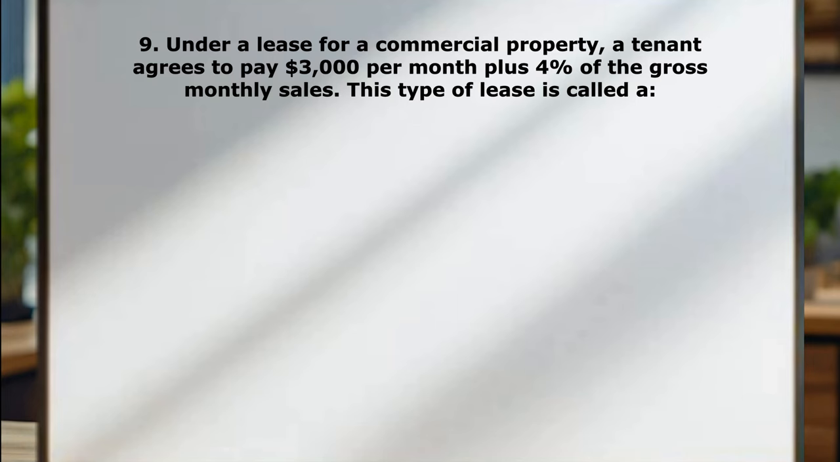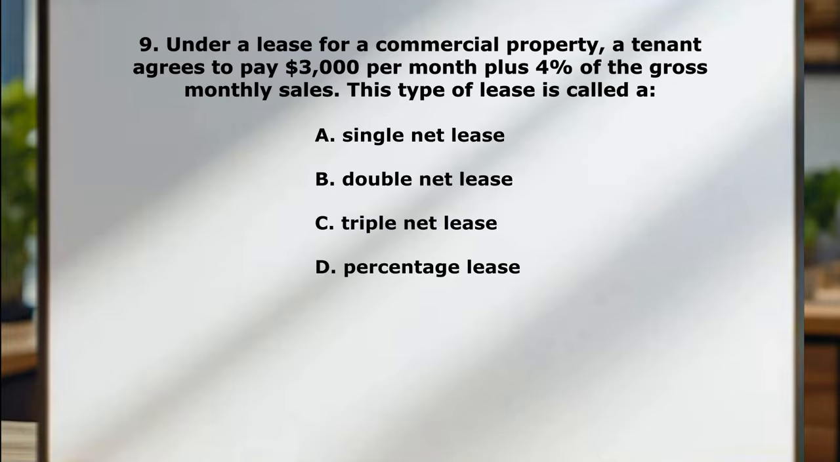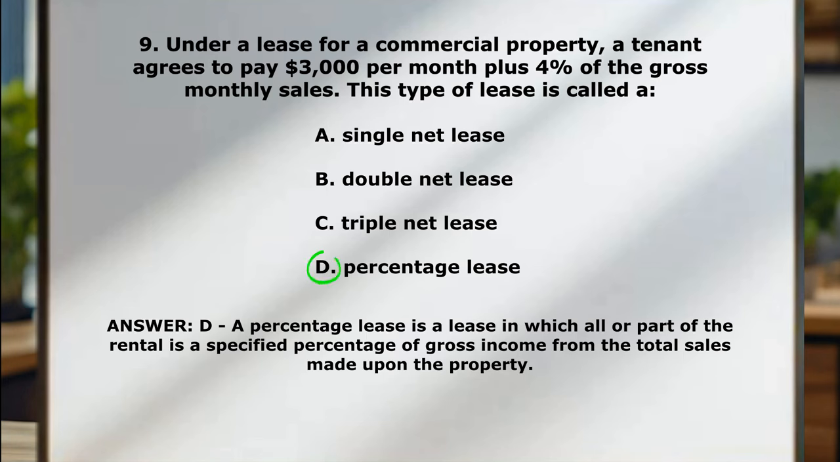Question number 9. Under a lease for a commercial property, a tenant agrees to pay $3,000 per month plus 4% of the gross monthly sales. This type of lease is called A, single net lease. B, double net lease. C, triple net lease. D, percentage lease. The answer is D. A percentage lease is a lease in which all or part of the rental is a specified percentage of gross income from the total sales made upon the property.